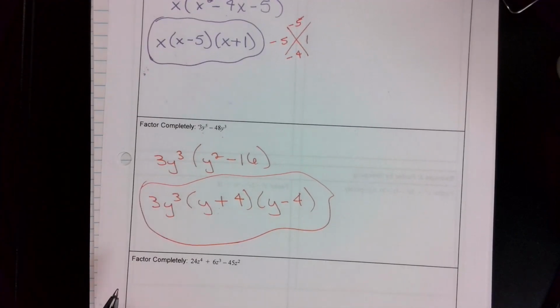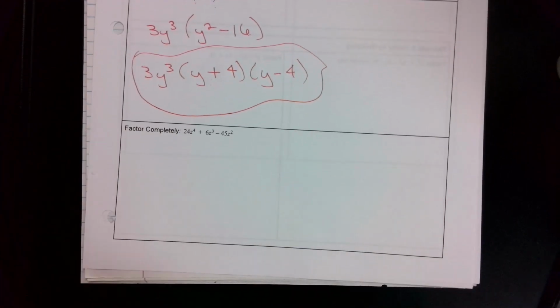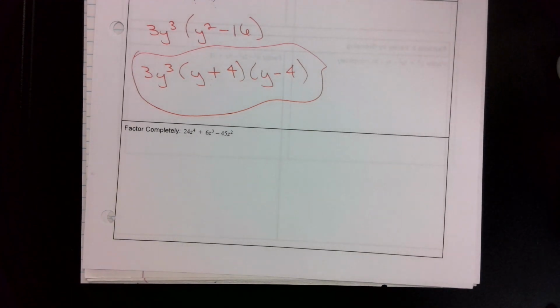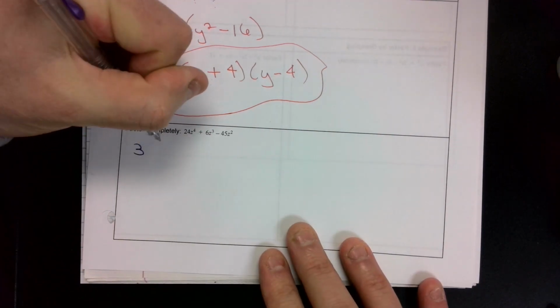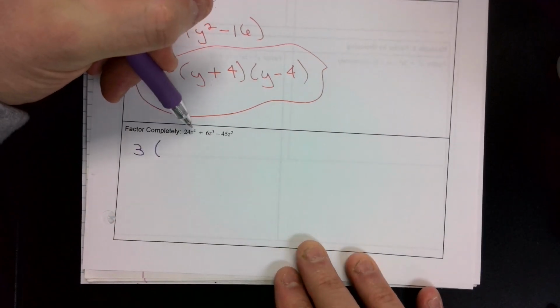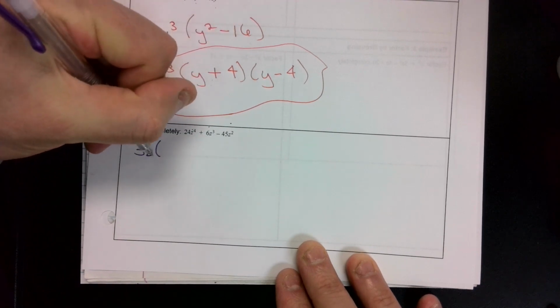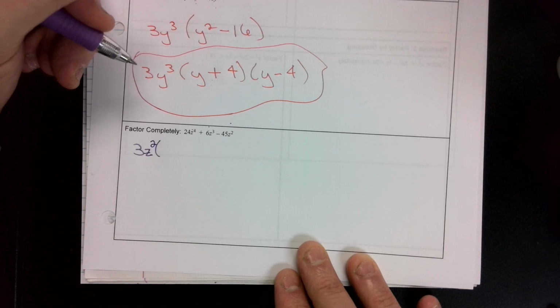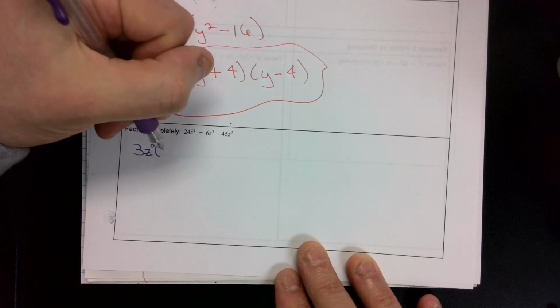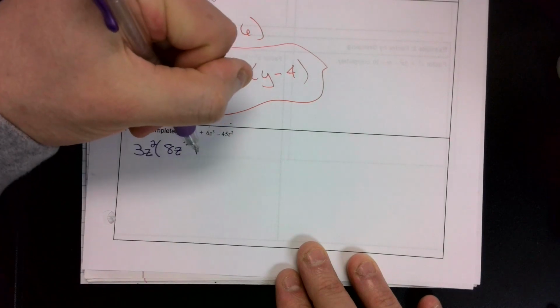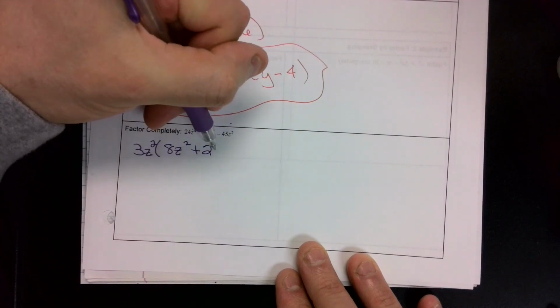The last one, once again, look for a greatest common factor. 24, 6, and 45. That has a greatest common factor of 3. And, don't forget your z's. Z to the fourth, z cubed, z squared. We can pull out a z squared. And so we end up with 8z squared for our first term, plus 2z, minus, what's 45 divided by 3? 15.